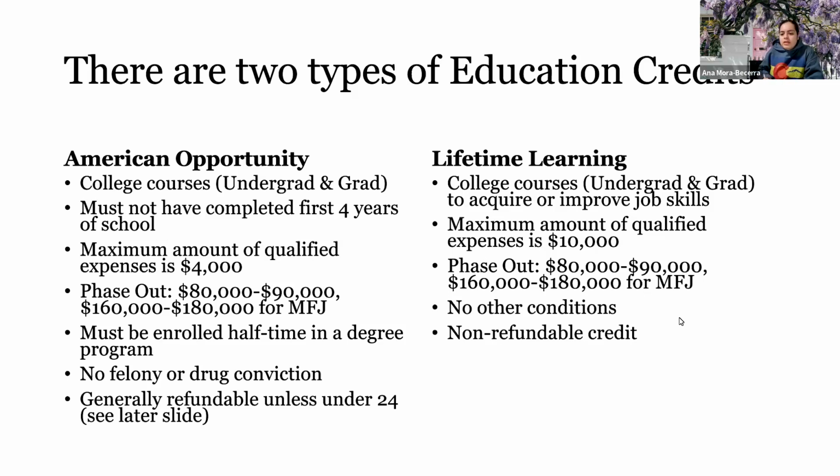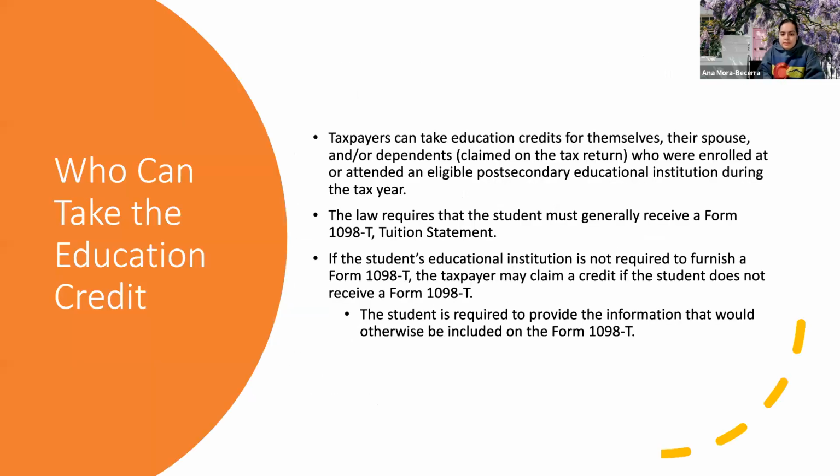For the Lifetime Learning, essentially, if you're going to a qualified institution, even if you're not necessarily getting a degree at the end of your classes, you can take the Lifetime Learning. The maximum amount for the qualified expenses is 10,000. There's also a phase out limit, which is the same as the American Opportunity. And there's really no other conditions. The Lifetime Learning is non-refundable. The American Opportunity has both a refundable and non-refundable piece.